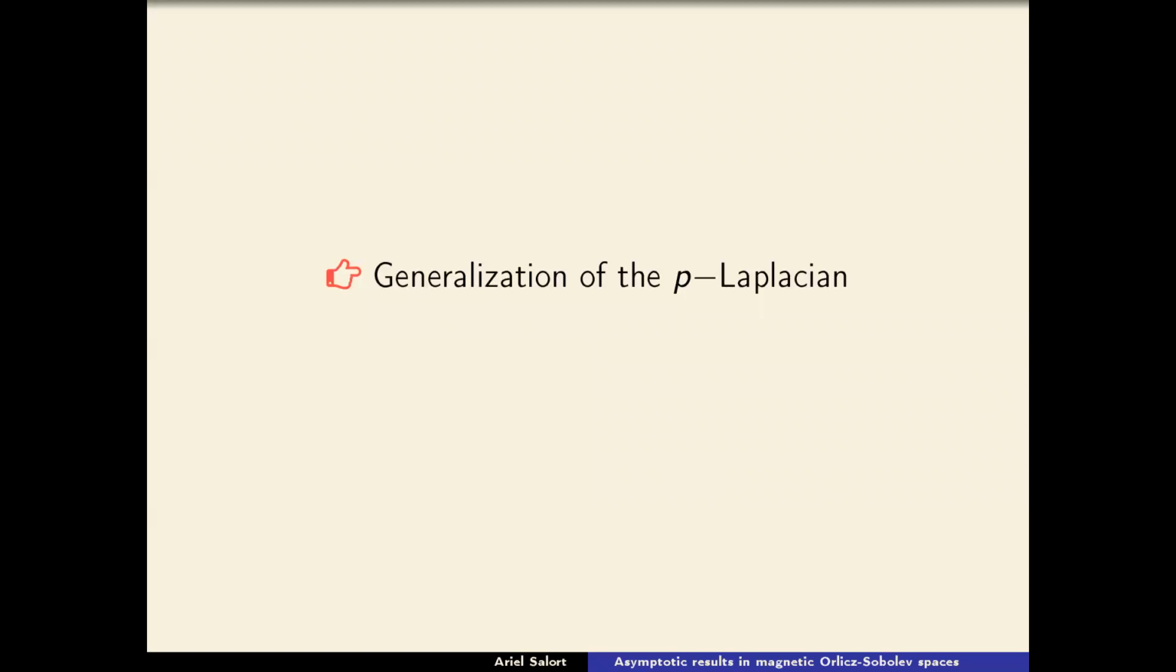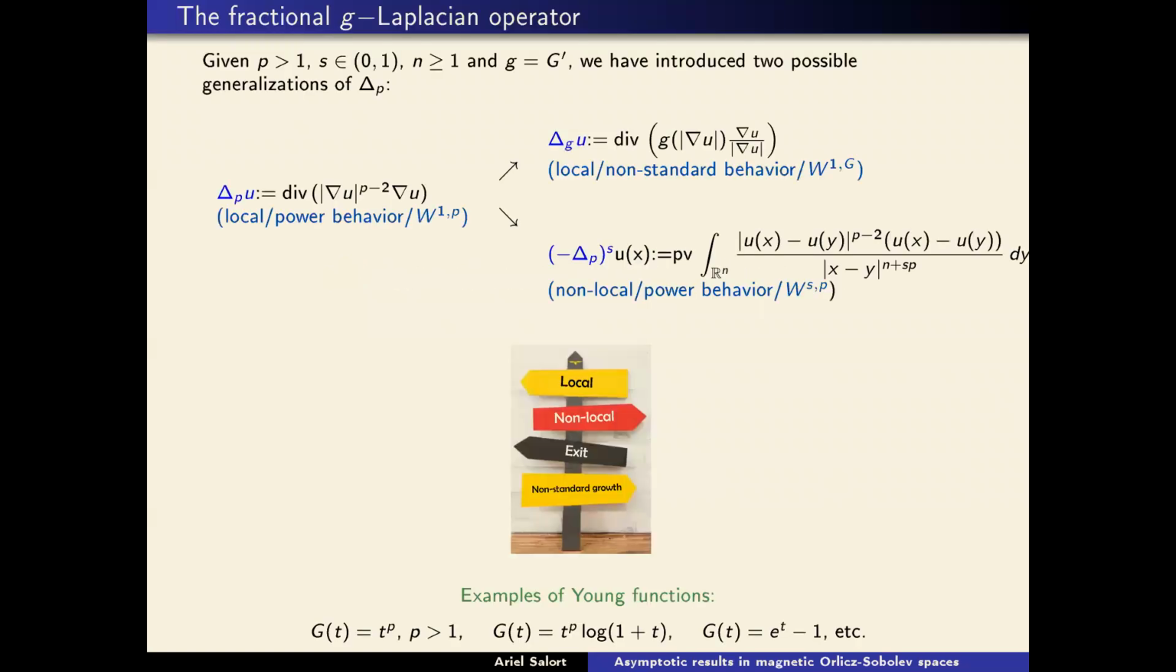about the p-Laplacian and some generalizations of this operator. Recall that the usual p-Laplacian is defined as the divergence of the gradient to some power. So this operator is local in the sense that if you want to compute the p-Laplacian of a function u at a point x, it is enough to have information in a neighborhood of the point. So this operator has a power behavior in the sense that the gradient is to some power, and the space for defining weak solutions of this type of operator is the space W^{1,p}, the Sobolev space.